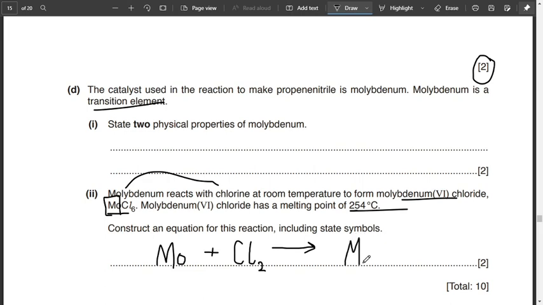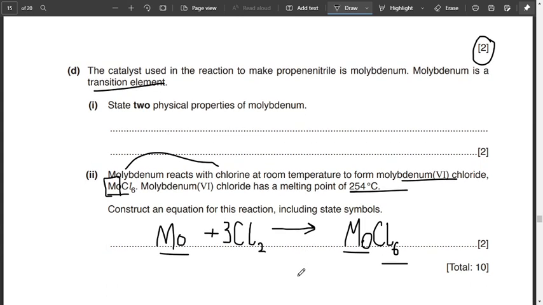And then MoCl6. Now since we have 6 chlorine here, we need to have 3 over here, 3 moles of chlorine. So 3 to the 6, and Mo is 1, so we have 1 over here. It's balanced. Alright, this is it for the video.